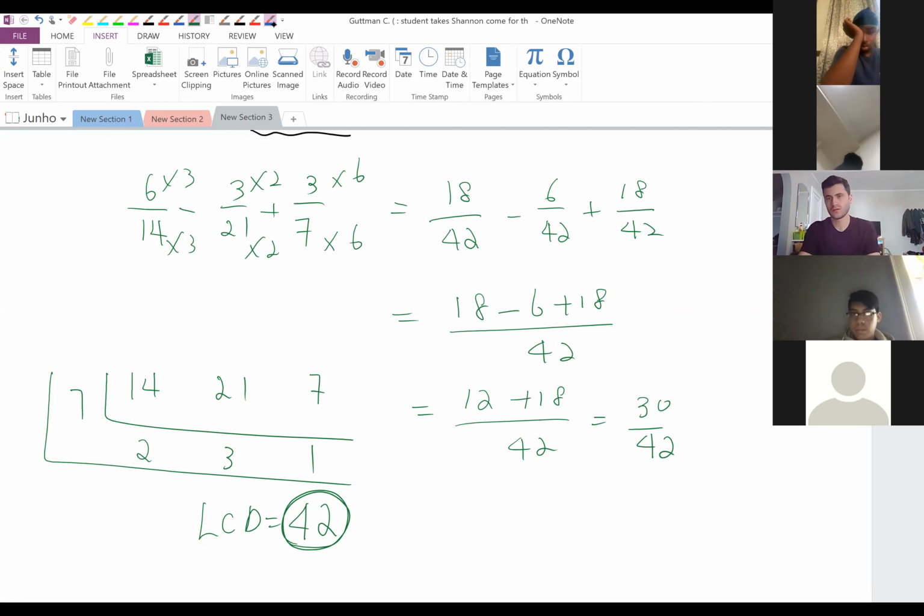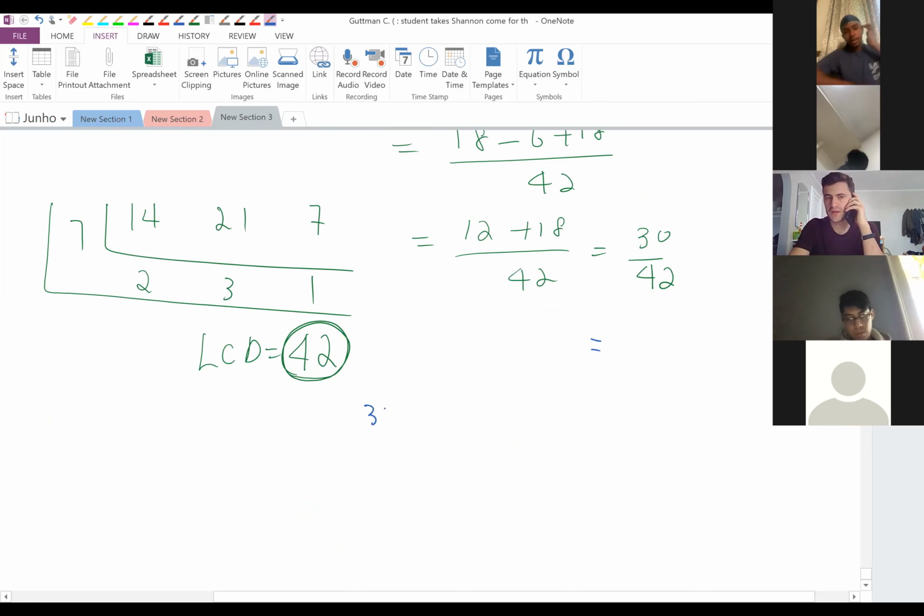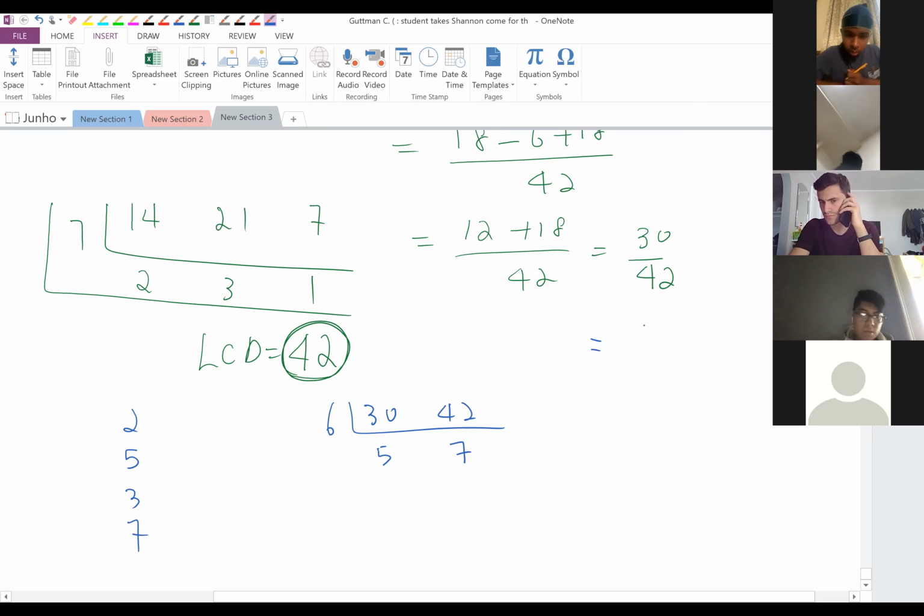What's the common factor between 30 and 42? If you get confused, for 30 and 42 you have choices: 2, 6, 5, 3, 7. Which one can be the common factor here? 6. Oh, you can put 6 right away, then that's even better. 5 and 7, so the answer becomes 5/7 here. Okay, so that's a simple fraction case. Now we do a little bit harder one.